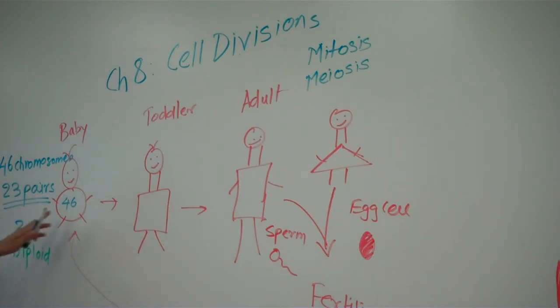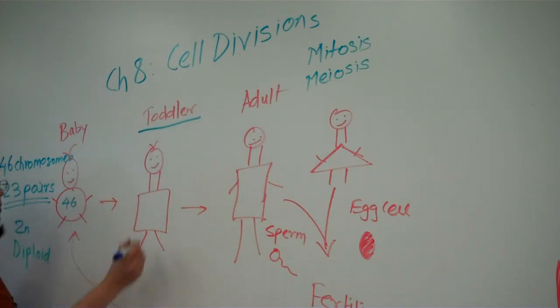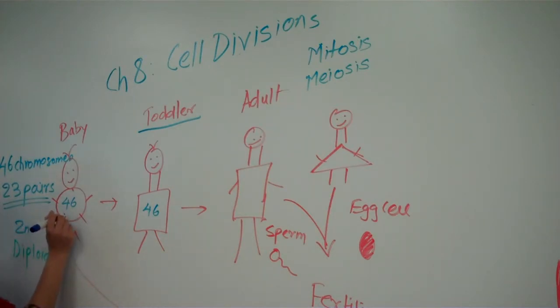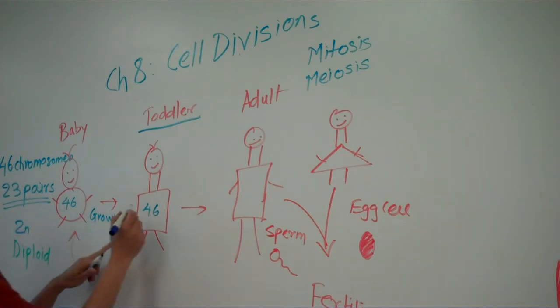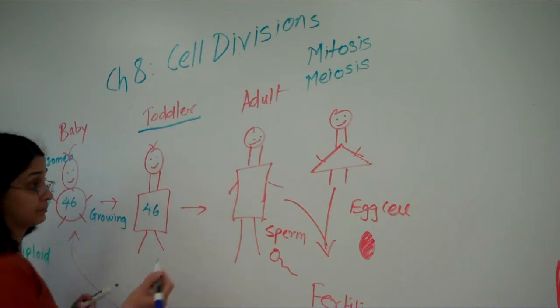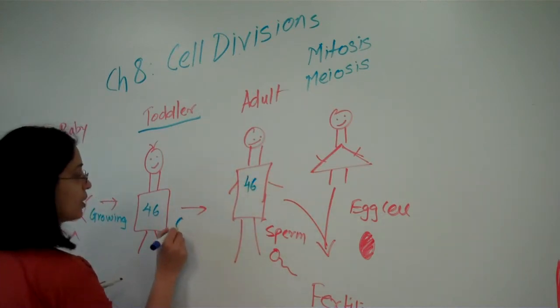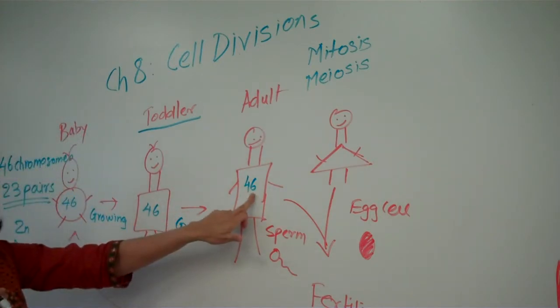Now, the baby has 46 chromosomes. My question to you is, when the baby grows into a toddler, how many chromosomes are present in the toddler's body? Again, 46, right? So basically you are saying that when the baby is growing, there is no change in the number of chromosomes, correct? Now, the toddler becomes an adult. How many chromosomes in the adult's body? Again 46, right? Why? Because again, we are growing. So this is again 46 chromosomes.